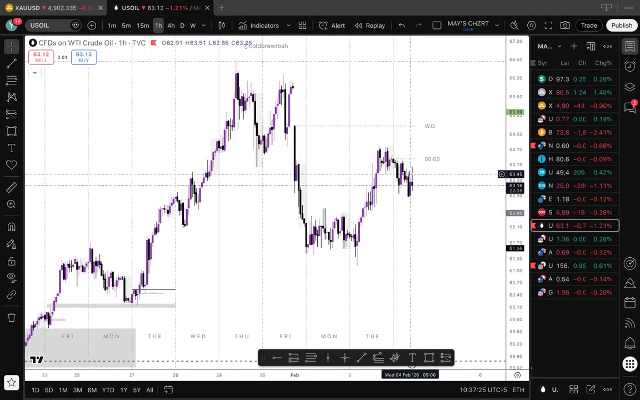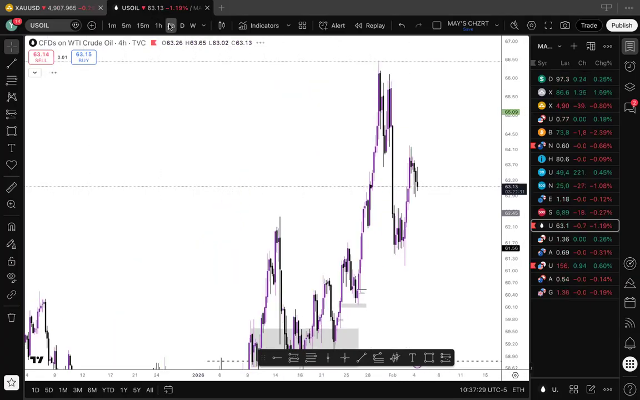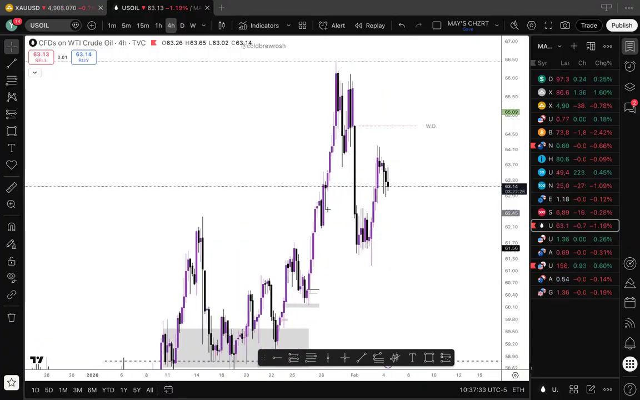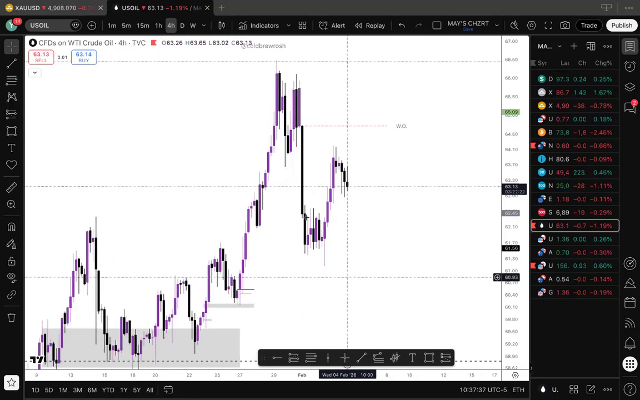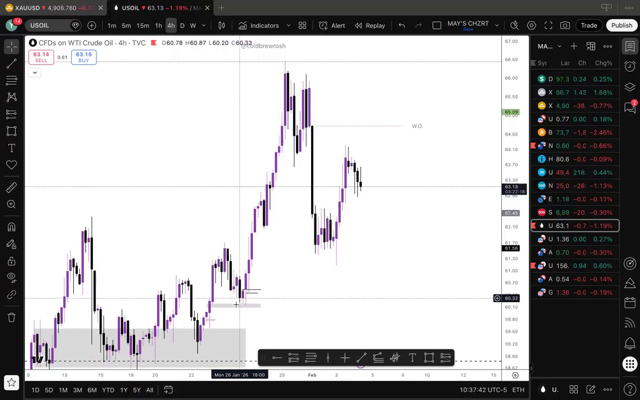Why do they look lost? 4 hour. Okay, so this was what I was thinking about. We saw price return back into a down close candle inside of here, and if you look at how that has just the spiral of that.